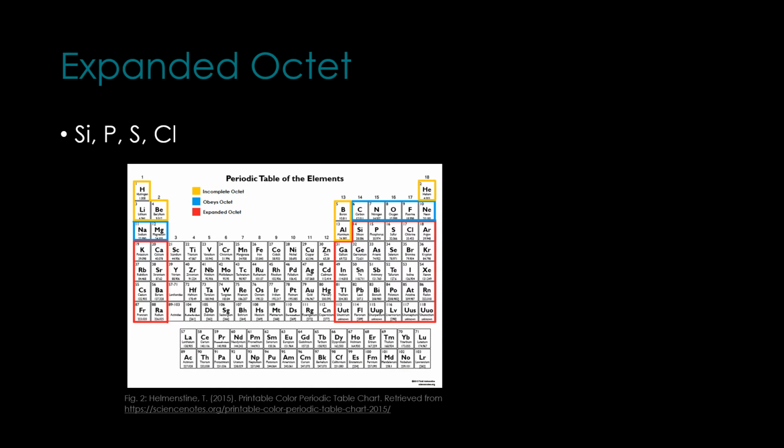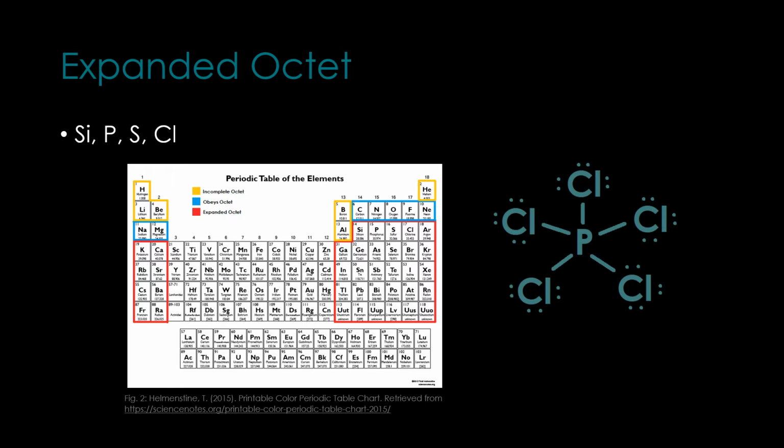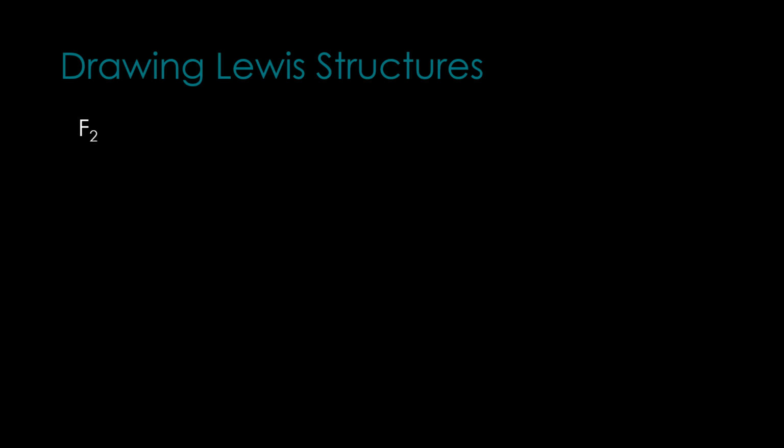Elements that can potentially have more than 8 valence electrons after forming bonds are said to have expanded octets. For elements after aluminum, a D sublevel exists that can accommodate more electrons. This allows elements such as silicon, phosphorus, sulfur, and chlorine to have expanded octets. For example, phosphorus in phosphorus pentachloride has 10 valence electrons after forming single bonds with 5 chlorine atoms.